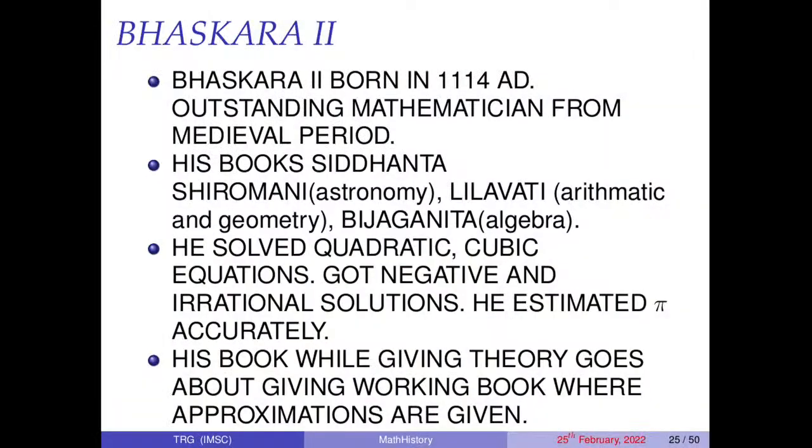Then the next person I'm going to refer to is Bhaskara II. Bhaskara II was born in 1114, because he himself has written explicitly about exactly which date he was born. That is the interesting thing about him. He was an outstanding mathematician, outstanding in the medieval period. He had written several books. I'm only referring to some of them: Siddhanta Shiromani, Leelavati, and Bijaganita, and I have written explicitly what they refer to. He solved quadratic equations, cubic equations, got negative and irrational solutions. Irrationality he actually brought in. He estimated pi very accurately.